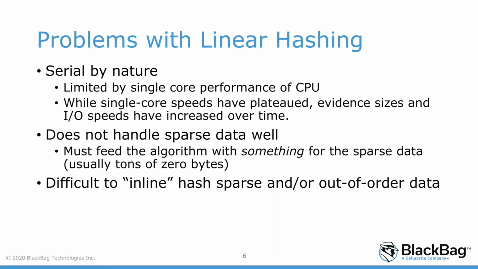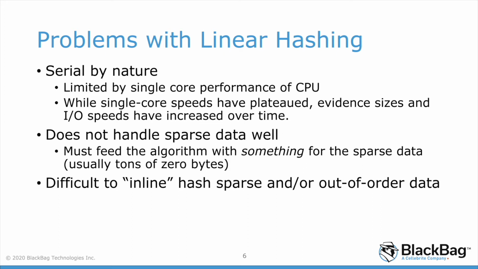It also doesn't handle sparse data well. We have to feed the algorithm with something for the sparse data, and usually we have to agree on what that something is. So for the areas of unmapped data, most of the time we're feeding tons of blocks of zeros. So why are we wasting our time just imaging tons and tons of zeros when we could just be skipping over that data and imaging only the data that actually matters?